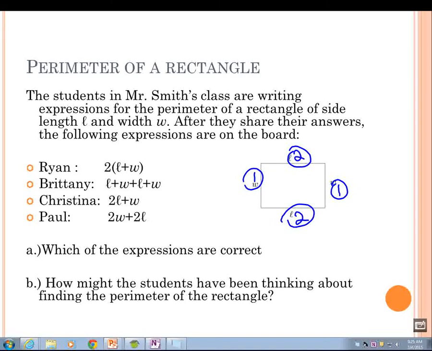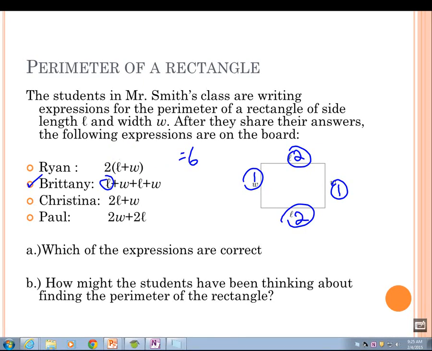So let's test this out. We're saying that it should equal 6. Let's test out Brittany. So I'm going to substitute, what's our L? It's 2. So 2 plus 1 plus 2 plus 1. Is that 6? Okay, so Brittany checks out.